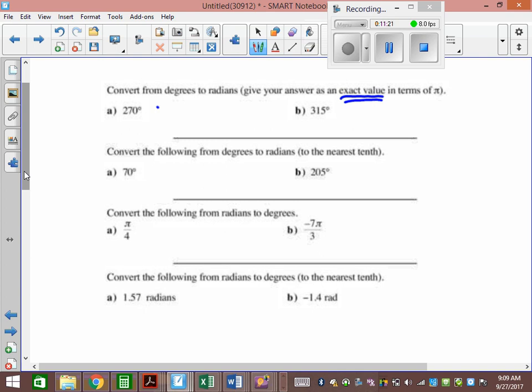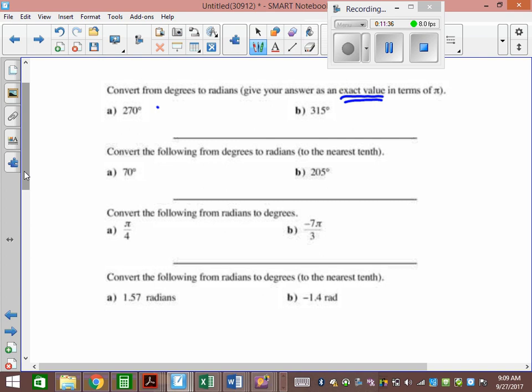Then here I want you to do the nearest tenth. I used to not make people go to the nearest tenth, but then I realized people don't know how to turn it into a tenth with a pi in it. Okay? And you need to for numeric response.